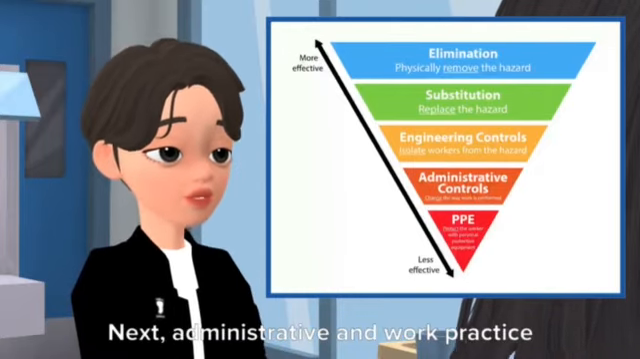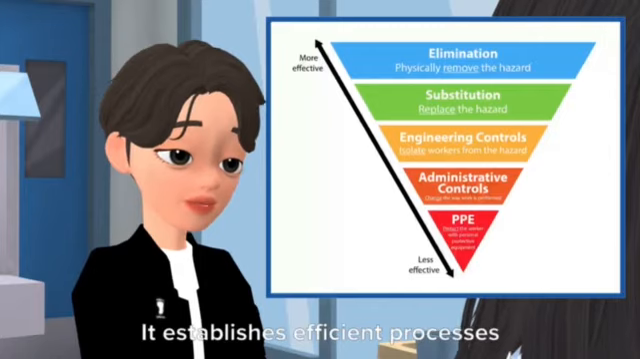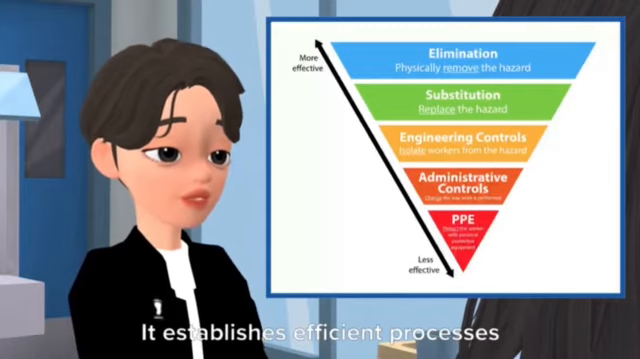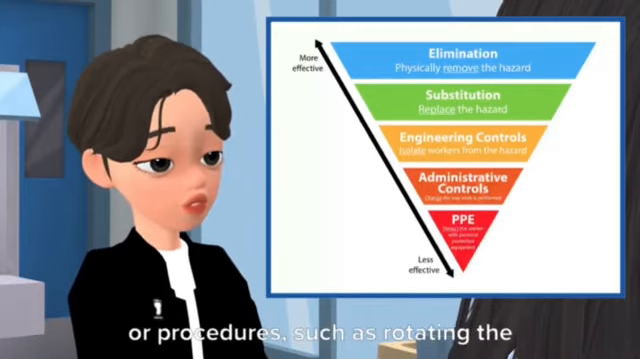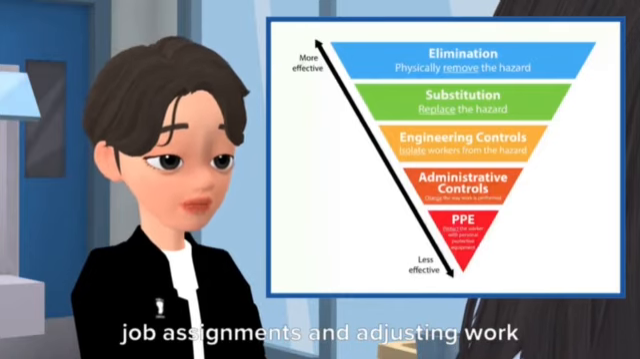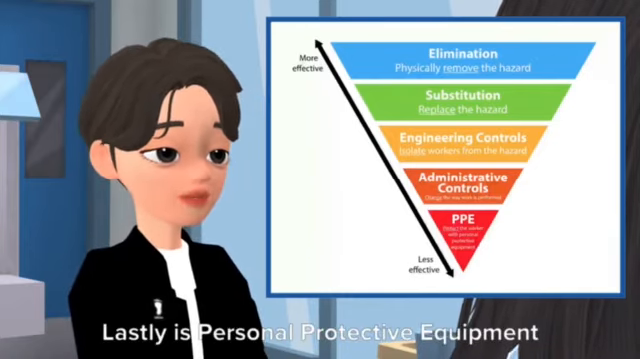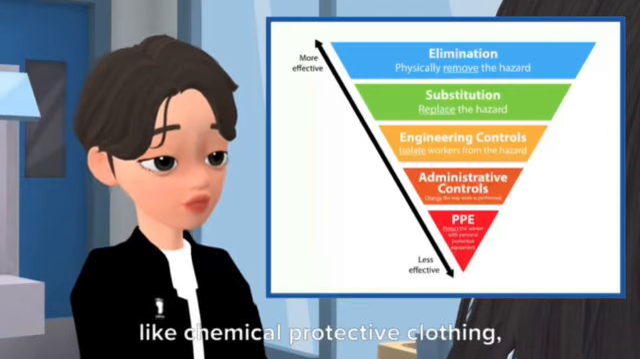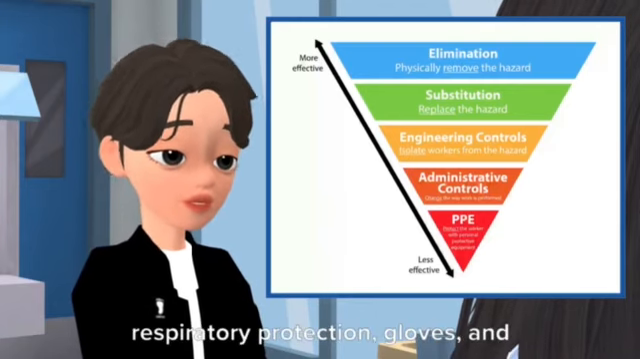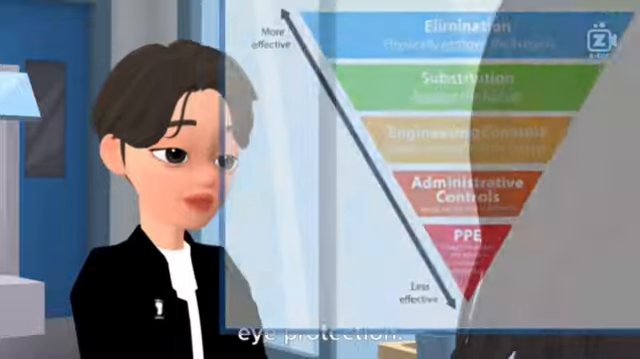Next, administrative and work practice controls. It establishes efficient processes or procedures such as rotating the job assignments and adjusting work schedules. Lastly is personal protective equipment like chemical protective clothing, respiratory protection, gloves, and eye protection.